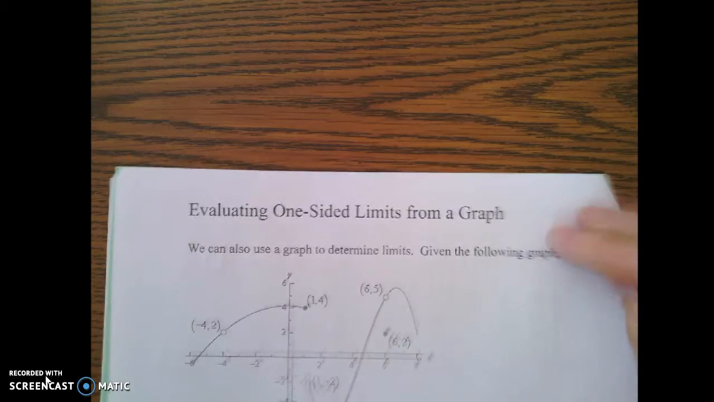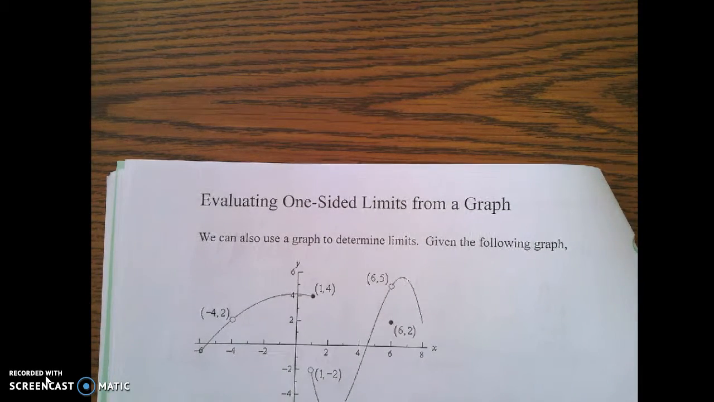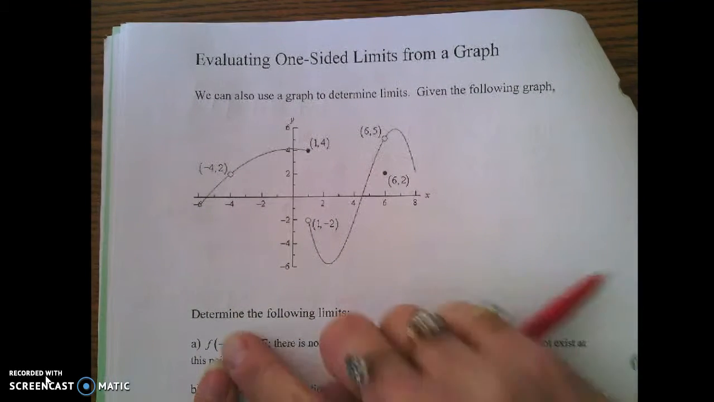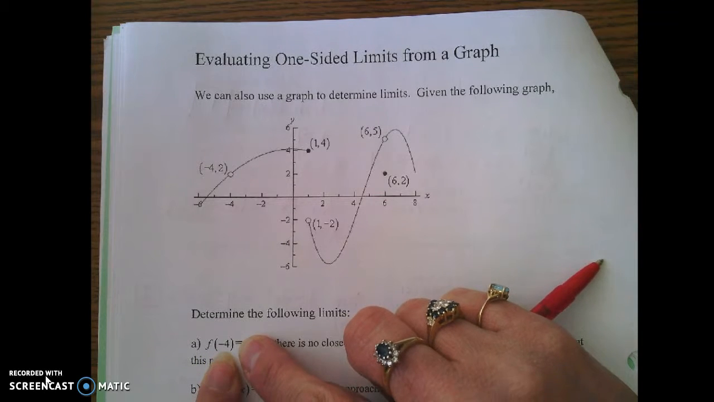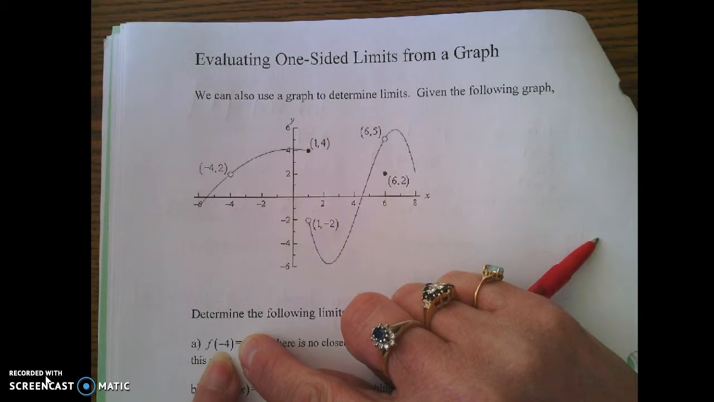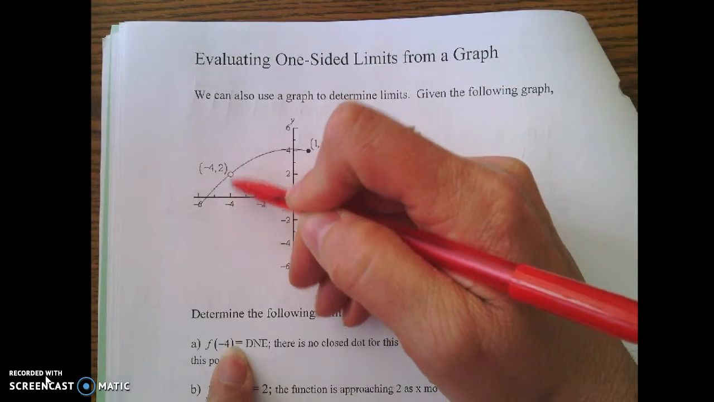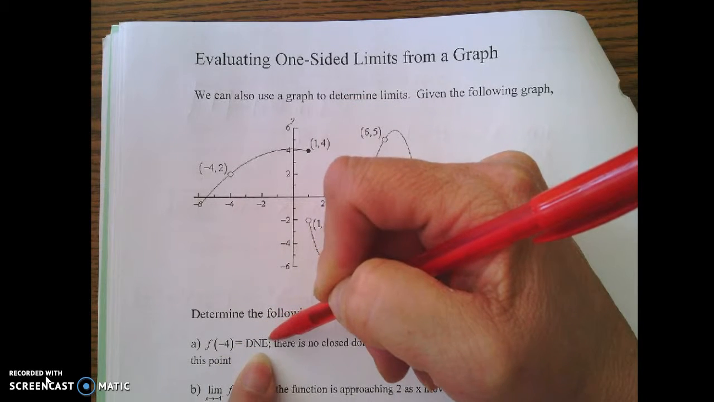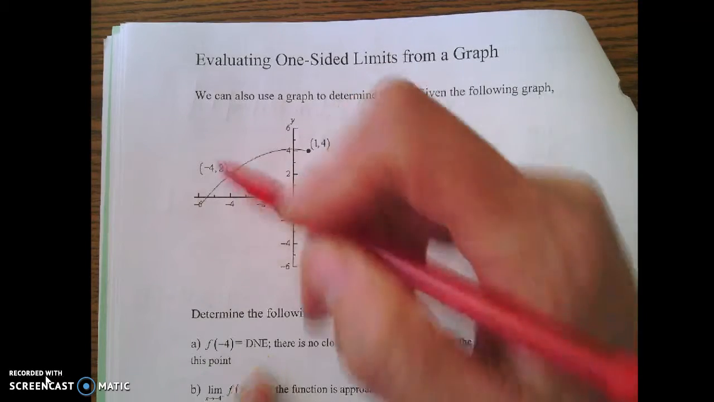All right, we are going to evaluate one-sided limits from a graph. We can also figure out limits from a graph. So here we go. First of all, look at the function value at -4. It just wants to know what's the function value at -4. When you go to -4, there's an open circle, so it does not exist. Technically, right there at -4, it doesn't exist.